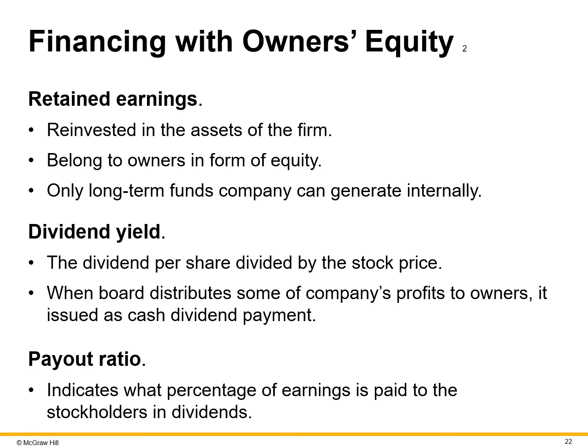When the board of directors distributes some of the company's profits to the owners, it issues them cash payouts called dividends. A dividend yield is the dividend per share divided by the stock price. Not all companies pay dividends. A payout ratio is the percentage of earnings paid to the stockholders in dividends.